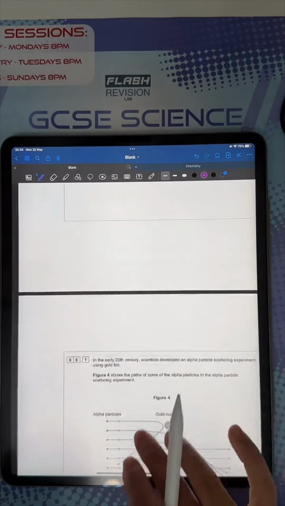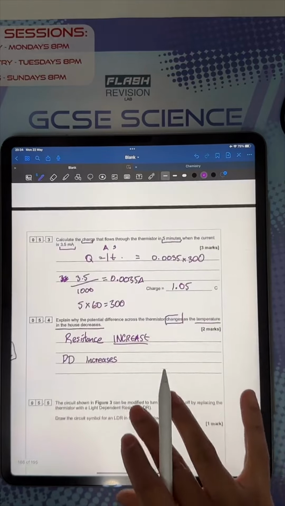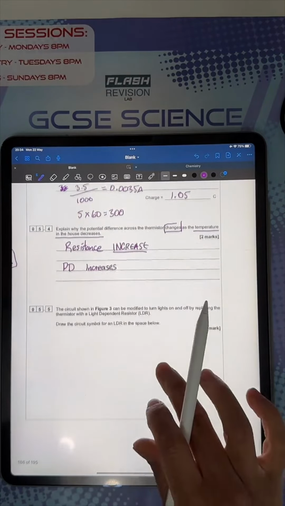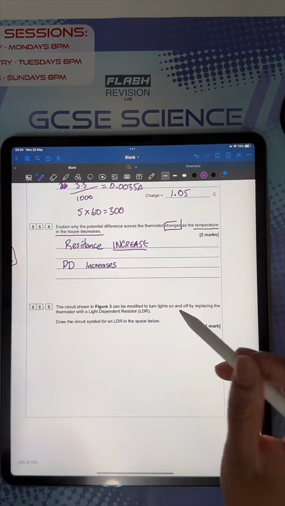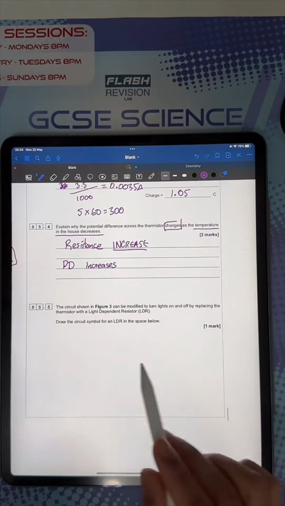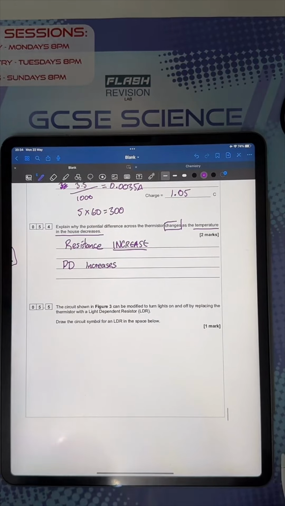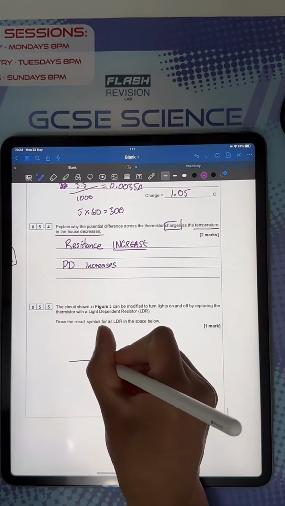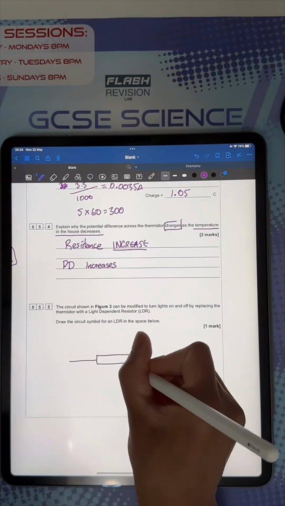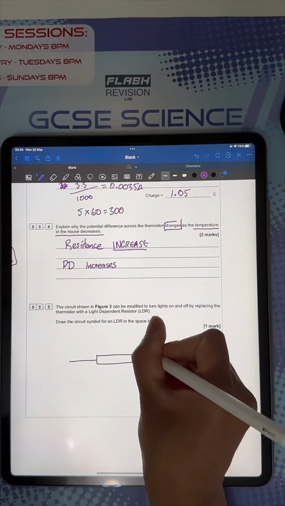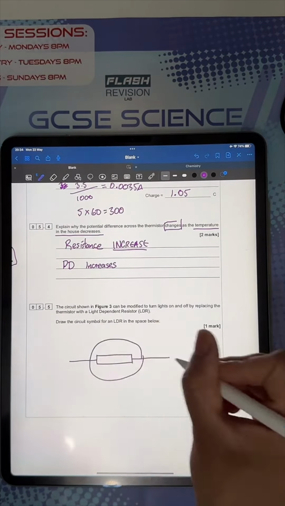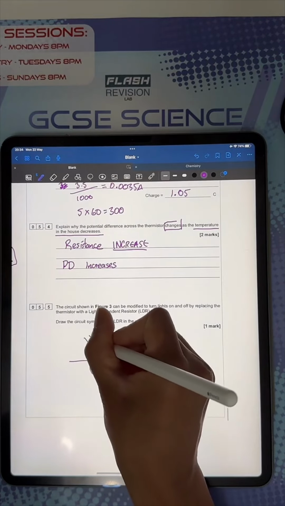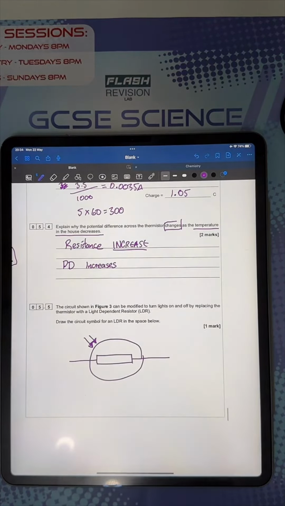Okay, so where have I gone? I have missed out a question. The circuit symbol shown in figure 3 can be modified to turn lights on and off by replacing the thermistor with a light-dependent resistor. Here, someone asked, here's a question. It's asking us to draw the symbol for an LDR. That's how it looks. You can get away with writing bullet points. It's fine.